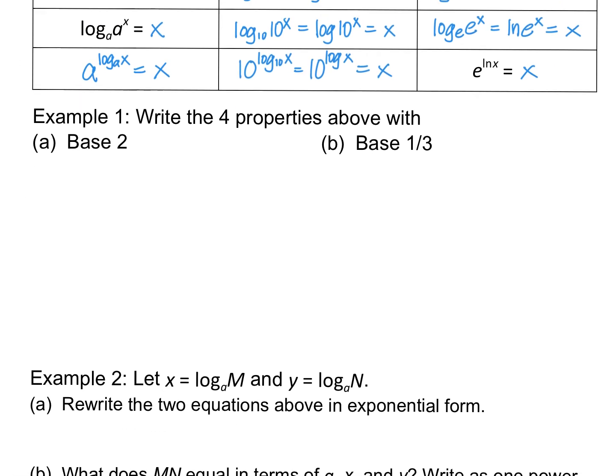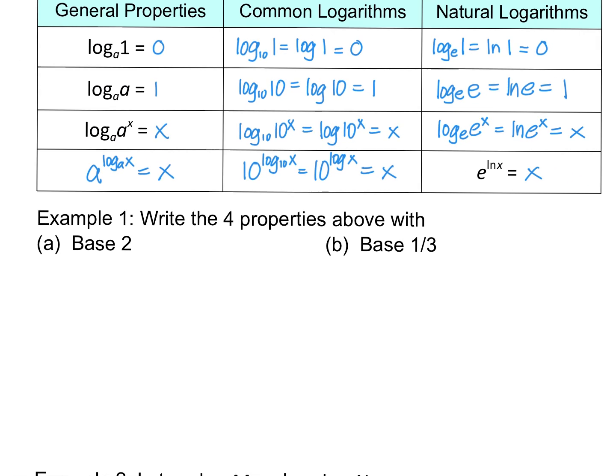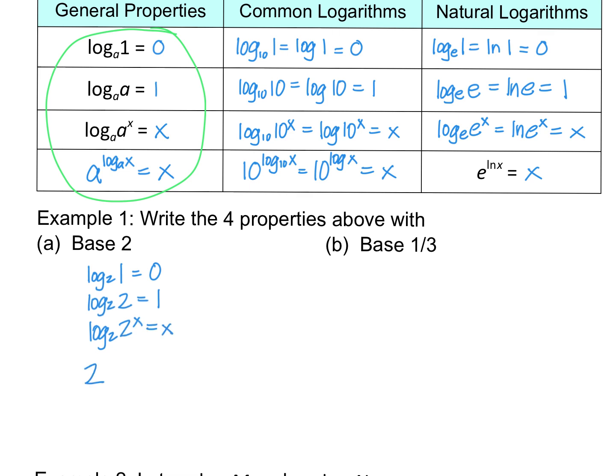All right, so this brings us to writing these 4 properties. And by 4 properties, I mean these 4 with base 2. So first would be log base 2 of 1, which is 0. Log base 2 of 2, which is 1. Log base 2 of 2 to the x is x. And then 2 raised to the log base 2 of x is x.